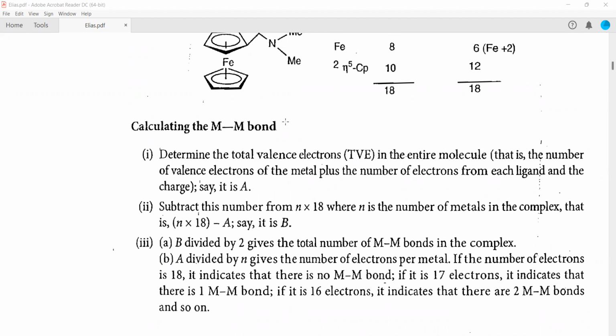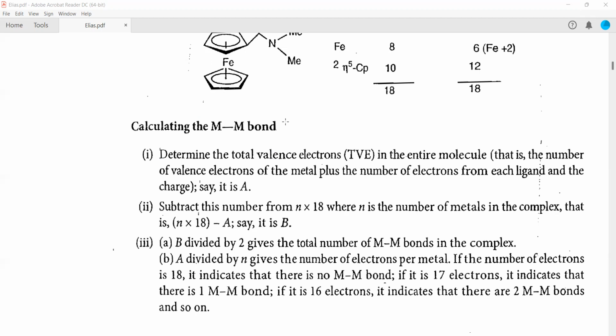Before that, there are some thumb rules that need to be followed when you are calculating the metal-metal bond, and this is where I'll conclude this lecture. You need to first determine the total valence electrons in the entire molecule. That is the number of valence electrons of the metal plus the number of electrons from each ligand, including the charge. Say it is A. The way you have been counting till now, you need to count the valence electrons of the metal complex.